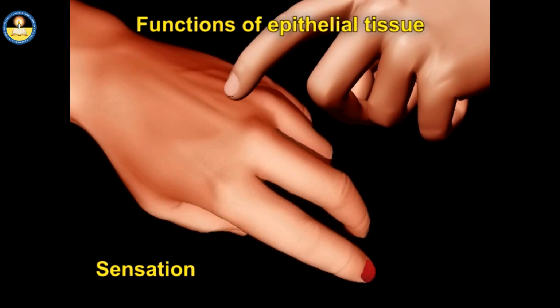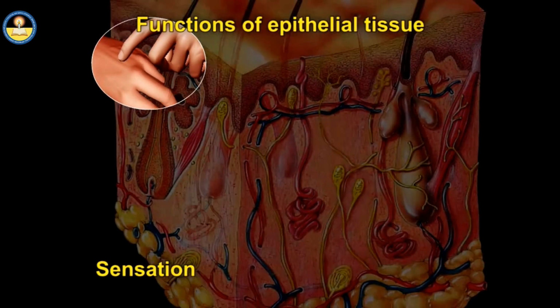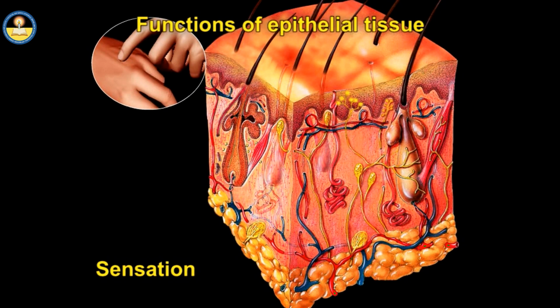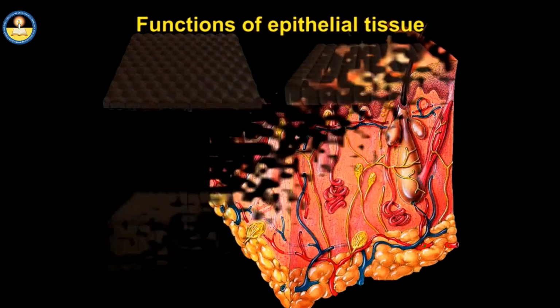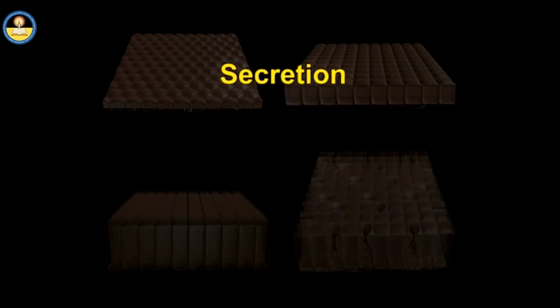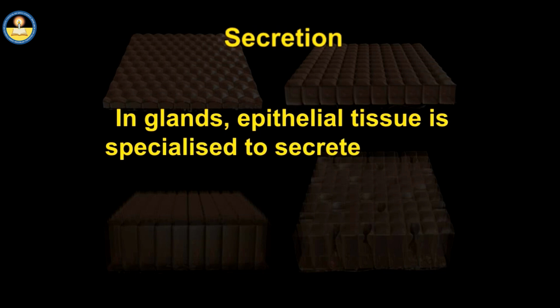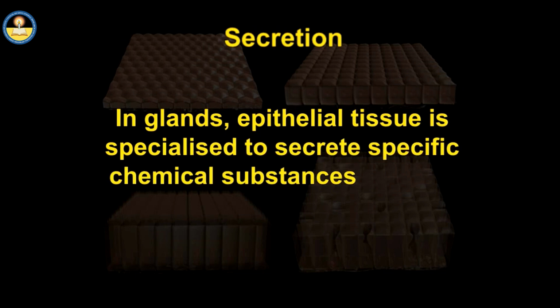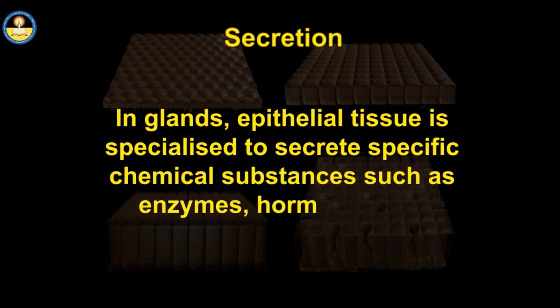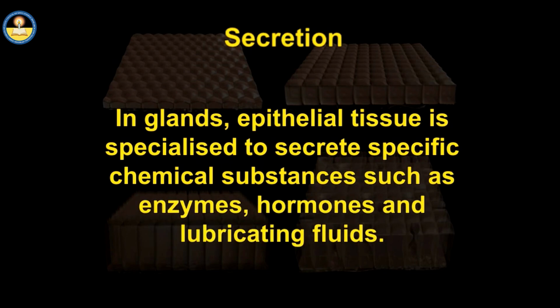Sensation. Sensory stimuli penetrate specialized epithelial cells. Specialized epithelial tissue containing sensory nerve endings is found in the skin, which helps us to sense different kinds of stimuli. Secretion. In glands, epithelial tissue is specialized to secrete specific chemical substances such as enzymes, hormones, and lubricating fluids.